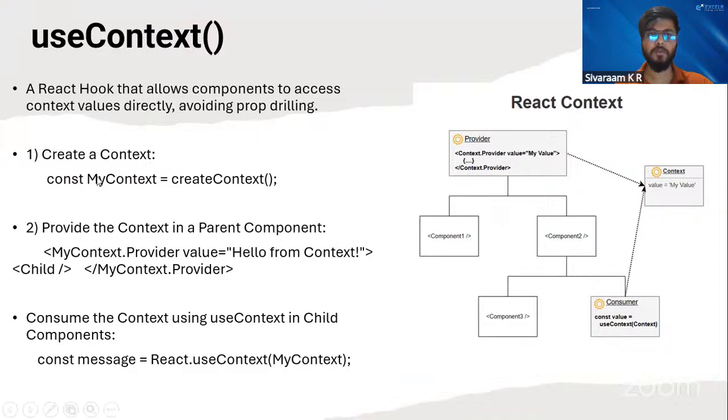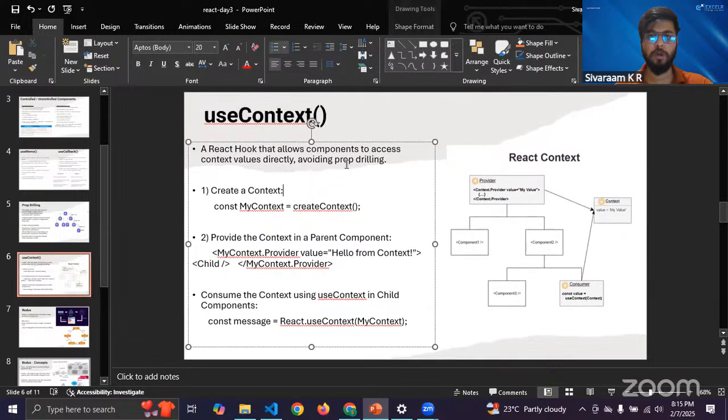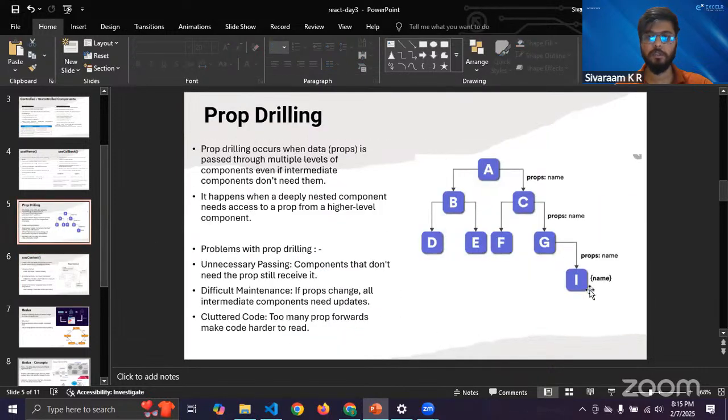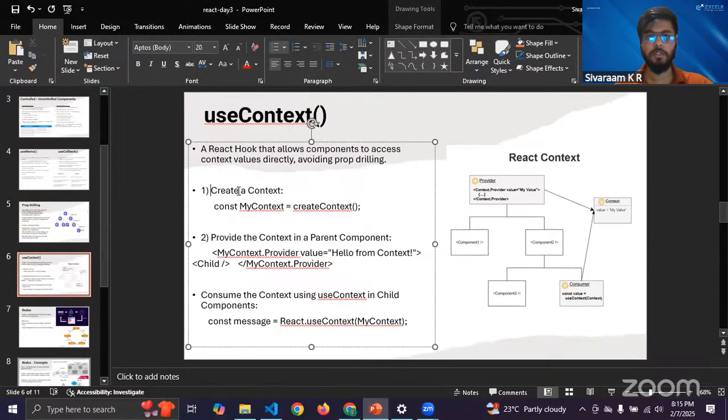If you're getting confused, we'll go through the coding part and see how it will work in the real world application. So now you understood what is the use of useContext, right? It is used to avoid prop drilling. So what is prop drilling? You can see in the diagram itself. To avoid this, we use useContext. Okay. So now the first syntax is, first you need to create a context.